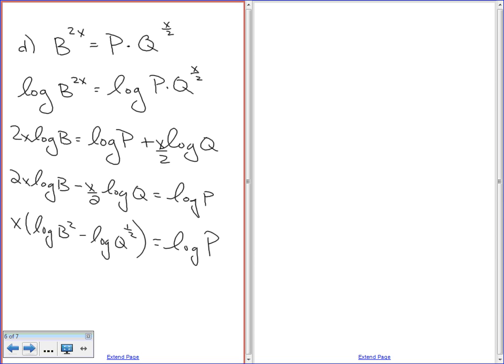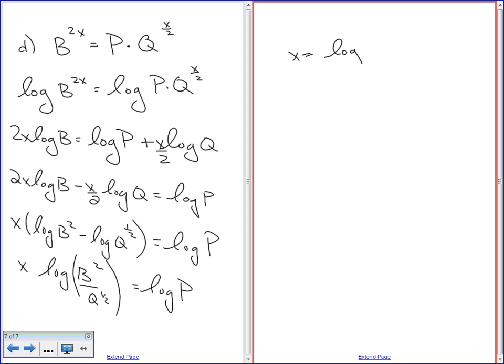Using my second law of logarithms to combine the log of b squared minus the log of q to the 1/2 into the log of b squared divided by q to the 1/2. That's equal to the log of p. And then finally, my last step is isolating my x. x equals the log of p divided by the log of b squared divided by q to the 1/2. Okay, so again, we've expressed it as a quotient of single logarithms, and we can't evaluate it because there's no values for the p, q, or the b.